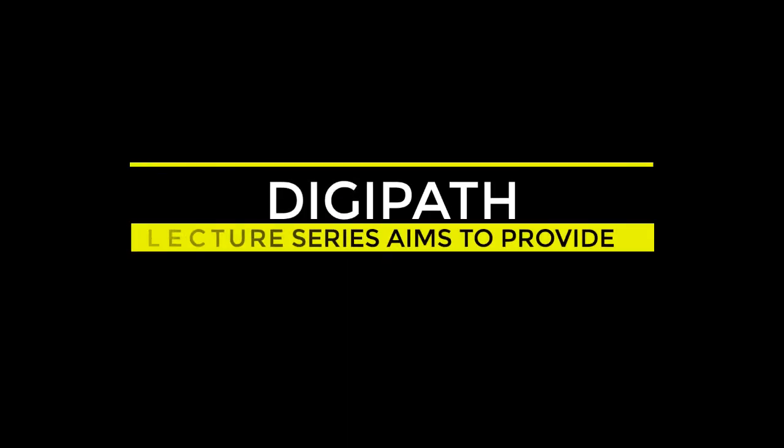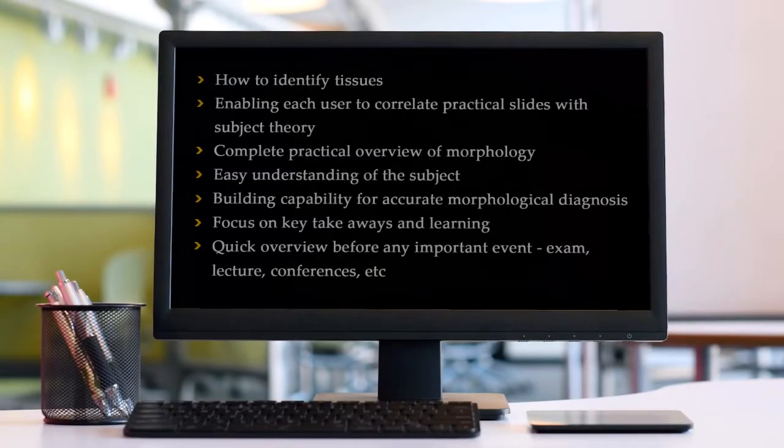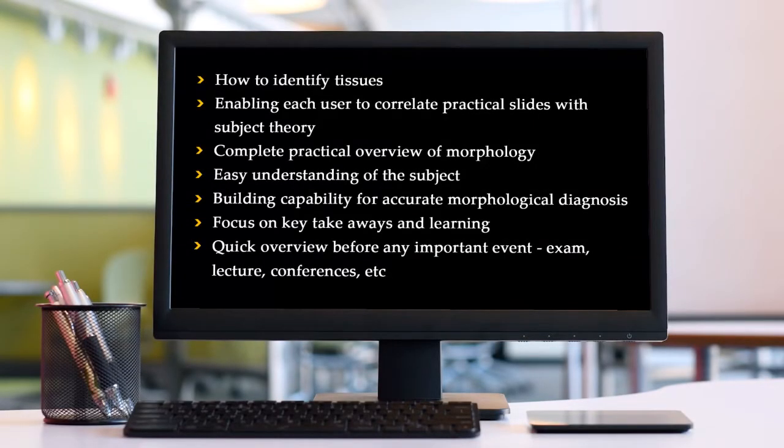DigiPath lecture series aims to provide how to identify tissues, enabling each user to correlate practical slides with subject theory, complete practical overview of morphology, easy understanding of the subject, building capability for accurate morphological diagnosis, focus on key takeaways and learning, quick overview before any important event, exam, lecture, conferences, etc.